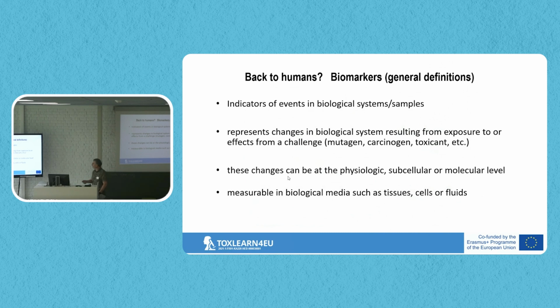So what we always do is we use biomarkers. And biomarkers are indicators of events in biological systems, and they represent a change in that system because of the exposure, right? So if you have a biomarker of exposure, you want to see a change in that system because of the exposure, right? And it can be on any level. It can be molecular, it can be physiological, heart rate, for instance, subcellular, changes in structure, etc. Right? So if you have an exposure and you see changes, that could be a biomarker that is measurable in any biological media that you can collect from humans.